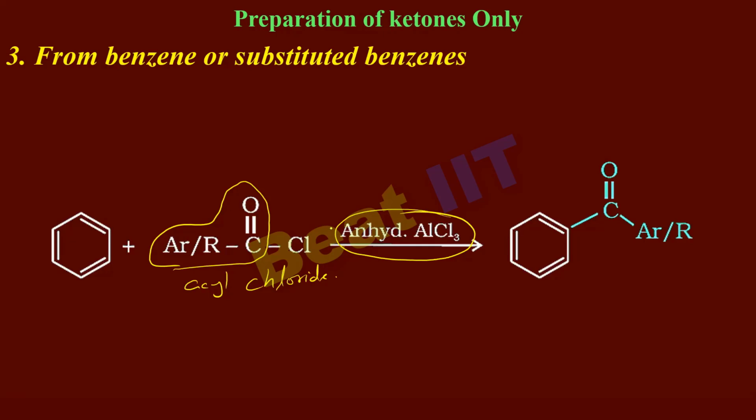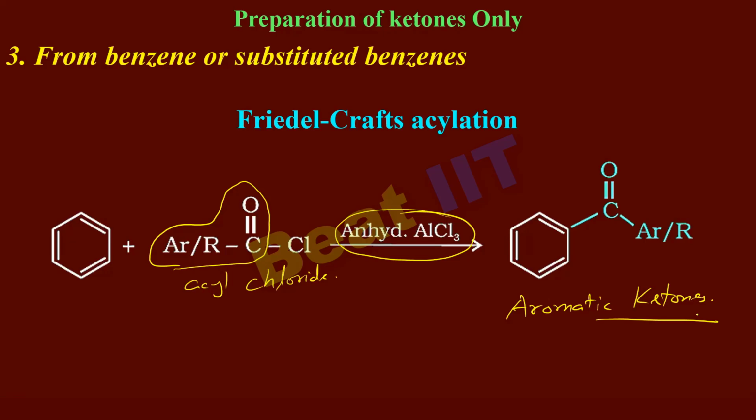Now remember, the product will be aromatic because it will contain a benzene ring. The other part can be aryl or alkyl, but because one benzene ring will be there, the product will be aromatic ketone. Always aromatic ketones. This is very important named reaction, as I said, Friedel-Crafts acylation.